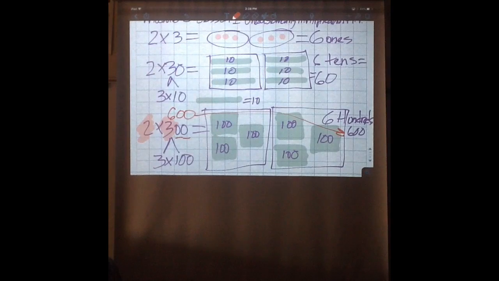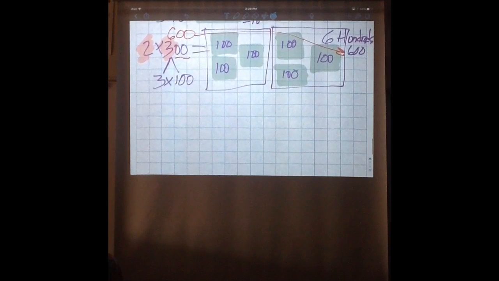And this one, we would say, well, 2 times 3 is 6. How many zeros do I have? Got 1 zero. So my answer is 60. And that's what we got when we worked it all out in our drawings. So as you can see, this is how place value, it kind of moves over each place.